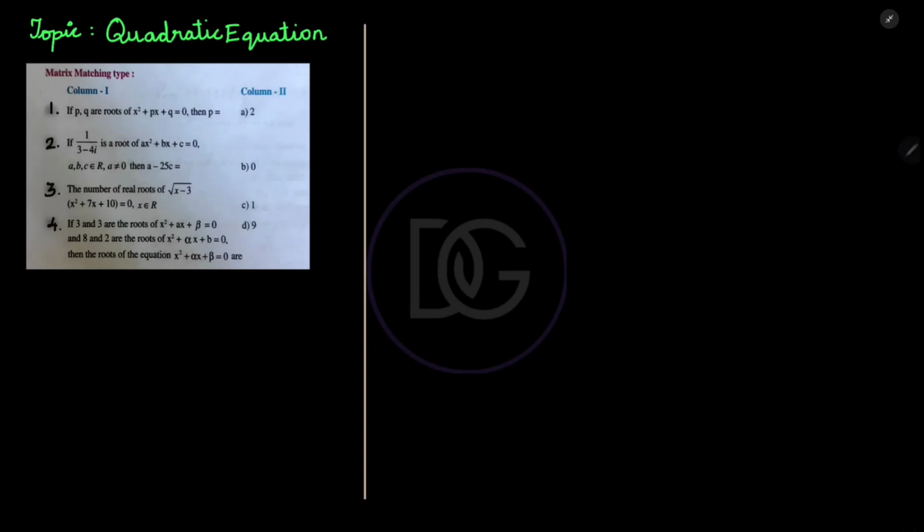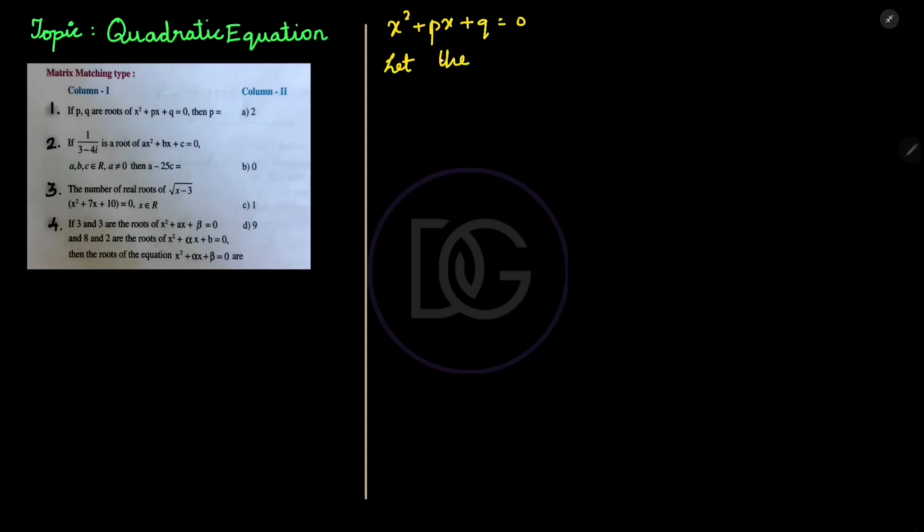If p and q are the roots of x square plus px plus q equal to 0, then what is the value of p here? Sometimes more than two or three values will be there for a single question itself. Now check what is the value of p for this question. Here the equation is x square plus px plus q equal to 0. The roots be p and q.